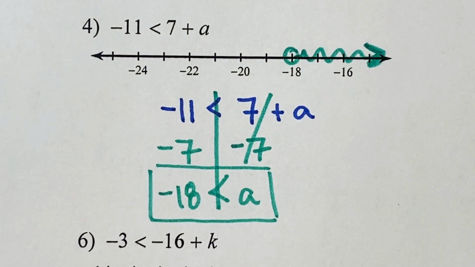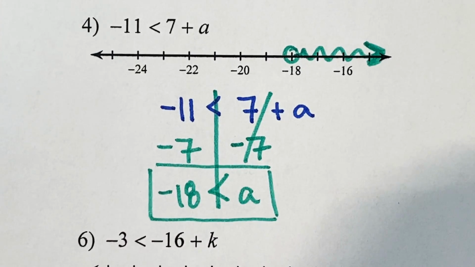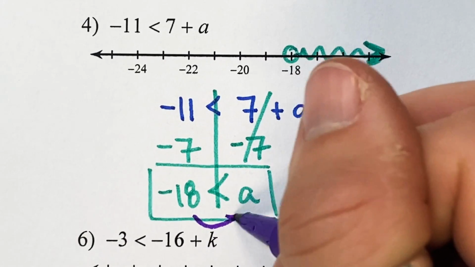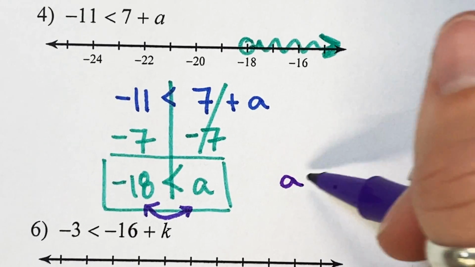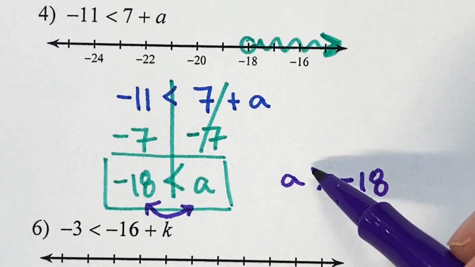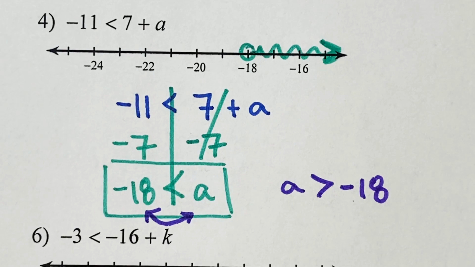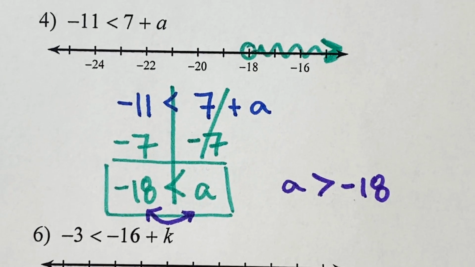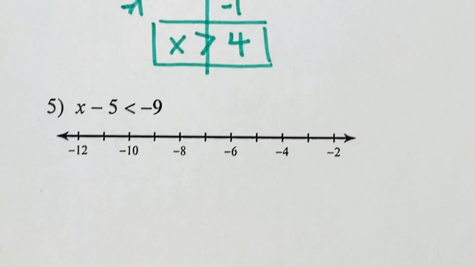If you were thinking that you wanted to use that little trick where the sign points, then you would have to switch the sides so that the a came first, meaning it would now be a is greater than negative 18. Now your sign would tell you to point or shade to the right. Beautiful. Okay, let's do it again.